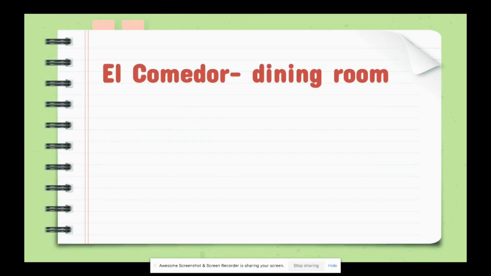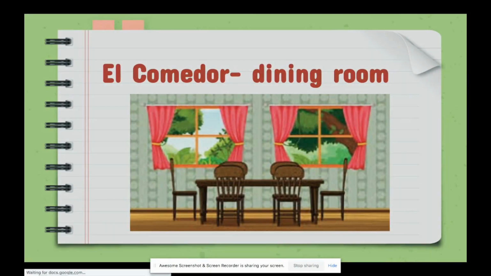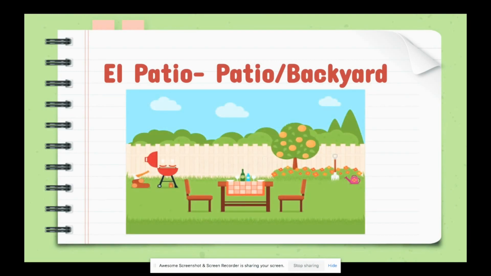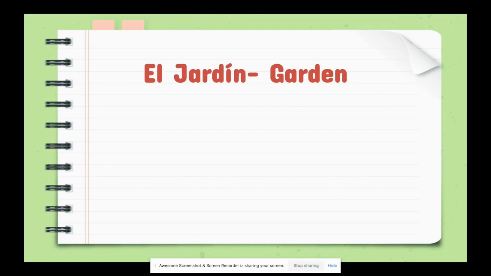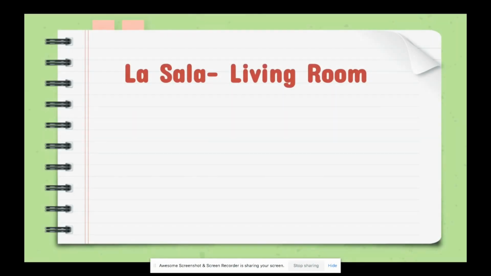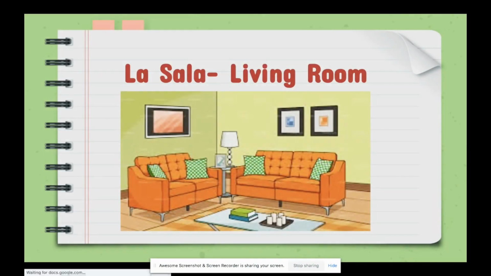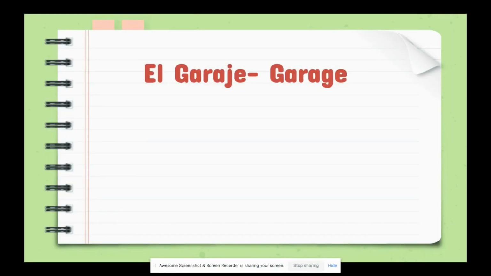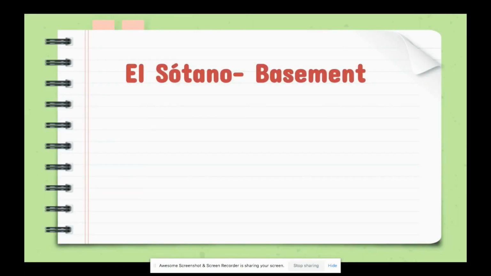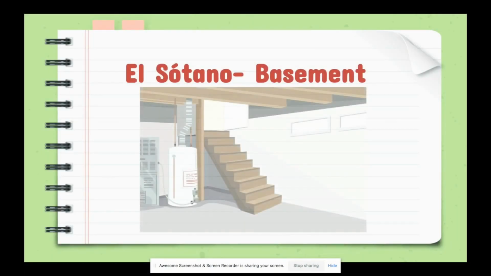El comedor es dining room. El patio es patio or backyard. It's also commonly known as el patio trasero, but for now we'll just go with el patio. El jardín es garden. La sala es living room. El garaje es garage. Y finalmente el sótano es basement.